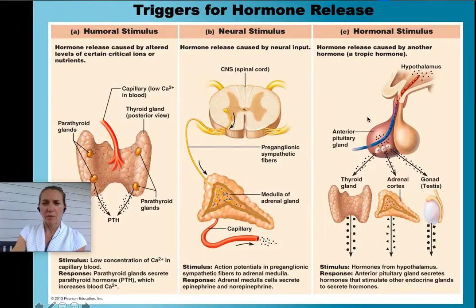So let's run with one that we haven't seen yet. The anterior pituitary is going to secrete thyroid stimulating hormone, or TSH. And as you might imagine, TSH is going to stimulate the thyroid gland. And as a consequence, the thyroid gland will then release thyroid hormones, predominantly T3 and T4.